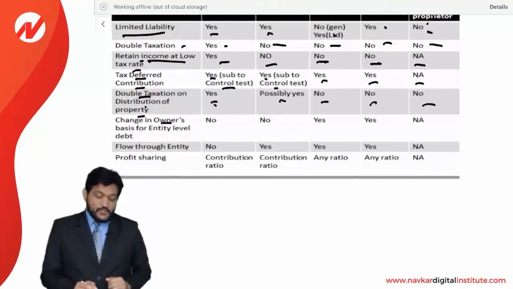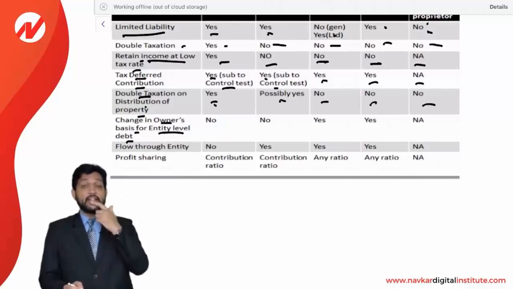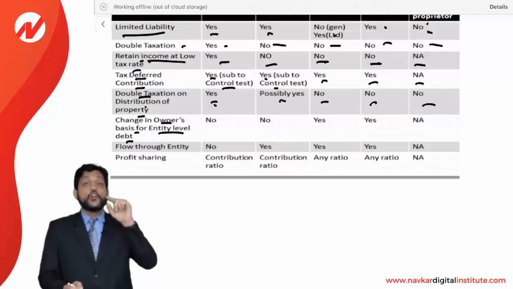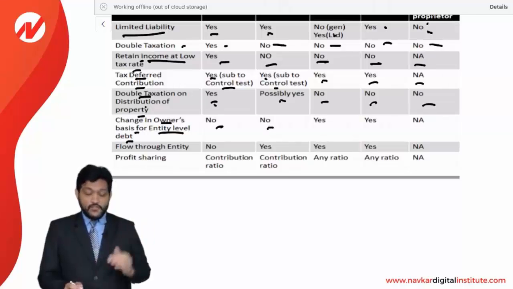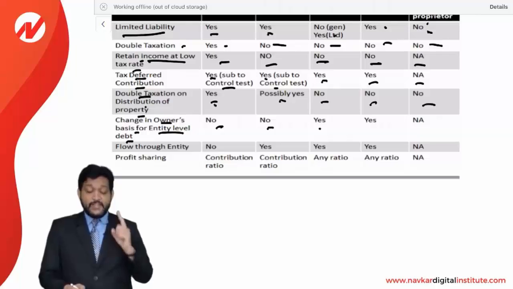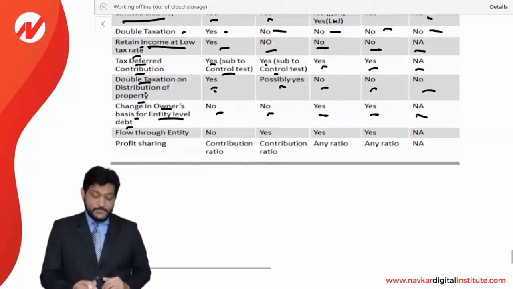Change in the owner's basis for entity level debt. When there is an increase or decrease in the entity level debt, will the partners' basis change? Will the members' basis change? For a C corporation, S corporation, no. For a partnership, yes. For LLC, yes. And for sole proprietorship, not applicable.